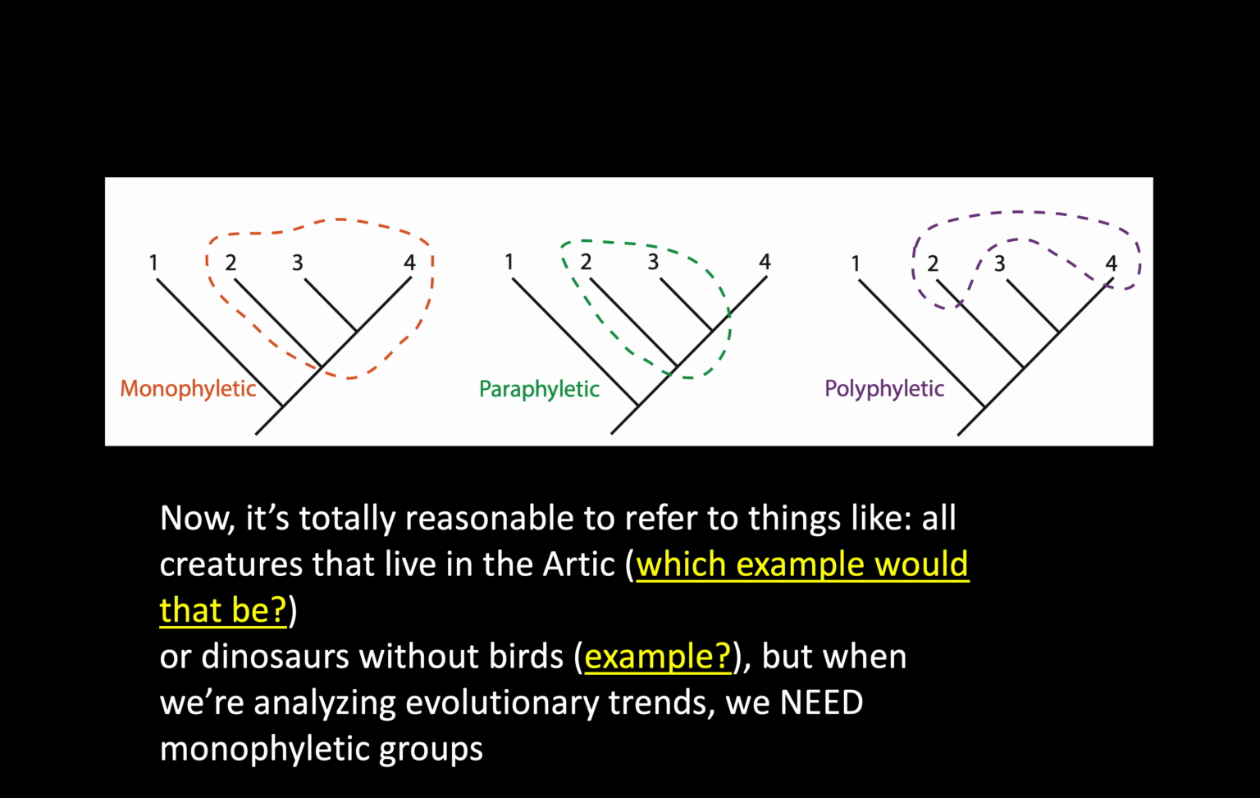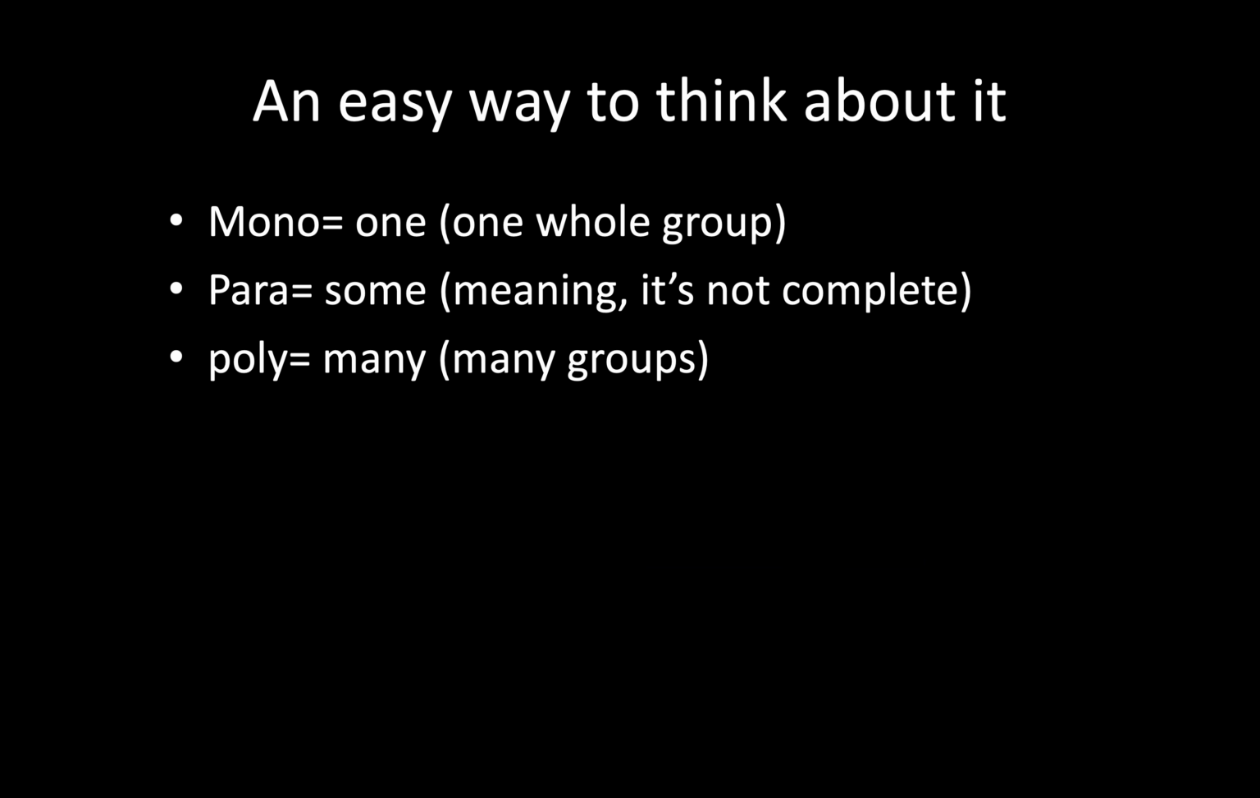But if we are analyzing our evolutionary trends, we absolutely have to have monophyletic groups for this to be a good scientific study. So one of the easiest ways to think about these words is you don't need to worry about the poly or phyletic part of the word. Focus on the first four letters. Mono means one, para means some, poly means many. Okay? That helps break it down a little bit easier.